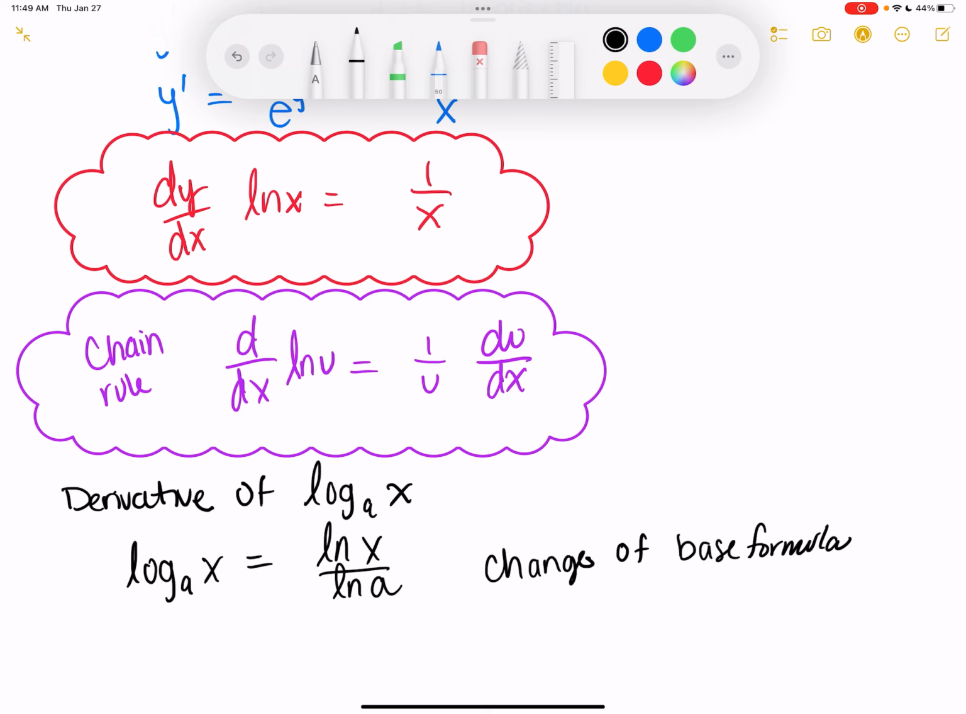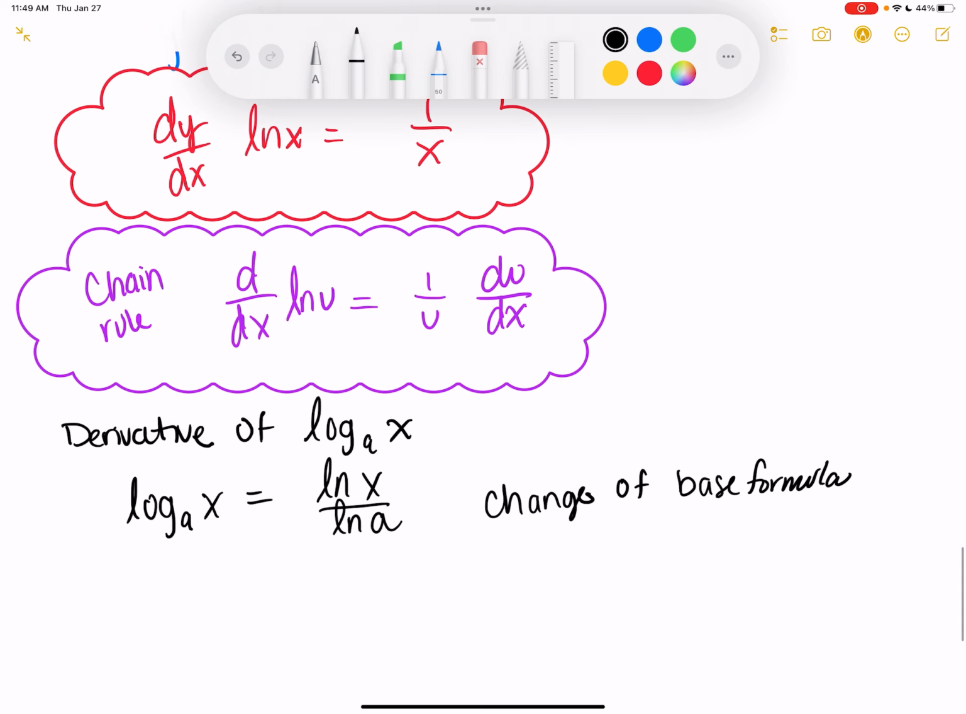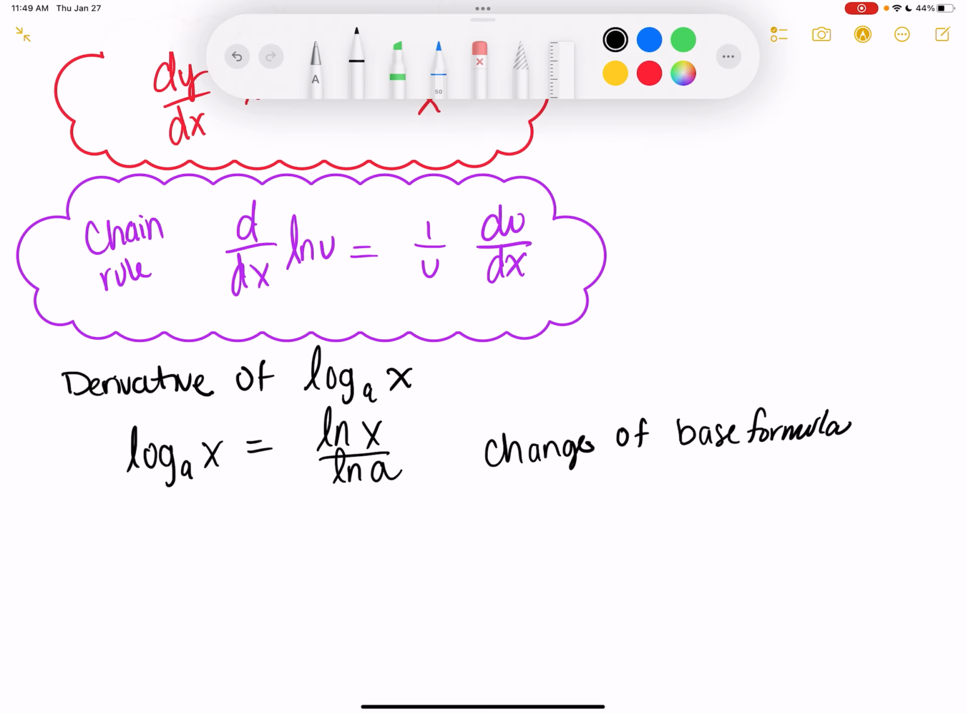Alright, so then from here, we're going to use this to help us find the derivative. Is that a Q? It's an A. It just kind of got an extra long tail on it.